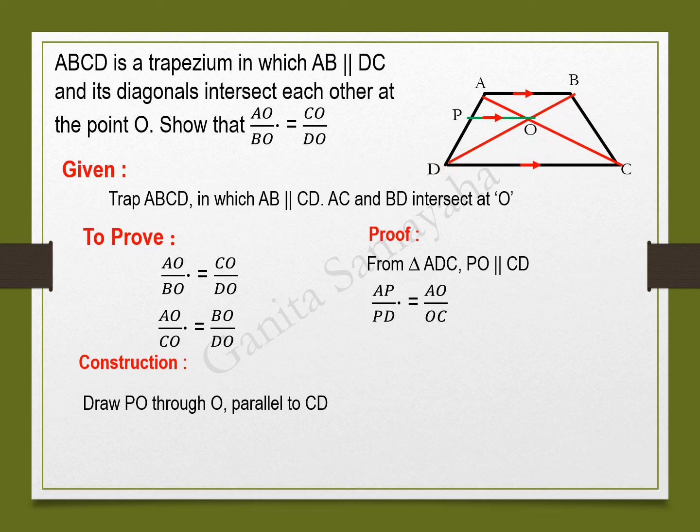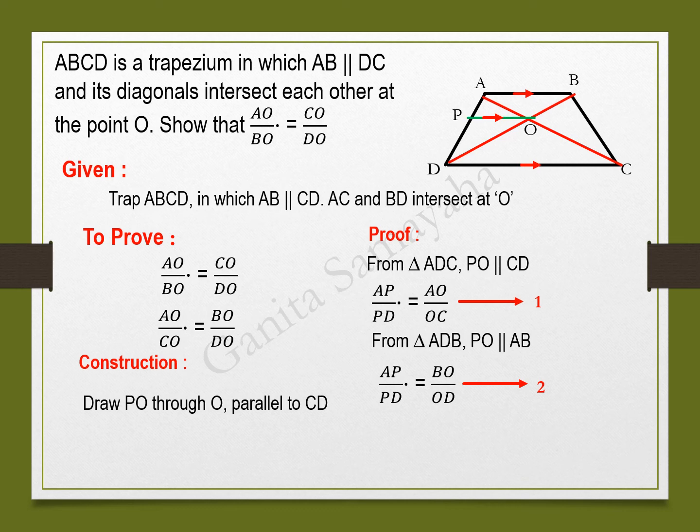Okay. So, let us call this one, AP by PD equal to AO by OC, equation 1. Now, from triangle ADB, we have PO parallel to AB, and we can write that AP by PD is equal to BO by OD. Let us call this equation 2. Now, we will compare 1 and 2. Left hand side is equal. So, the right hand side becomes equal. As simple as that, children. That's all. You should not get scared at all.